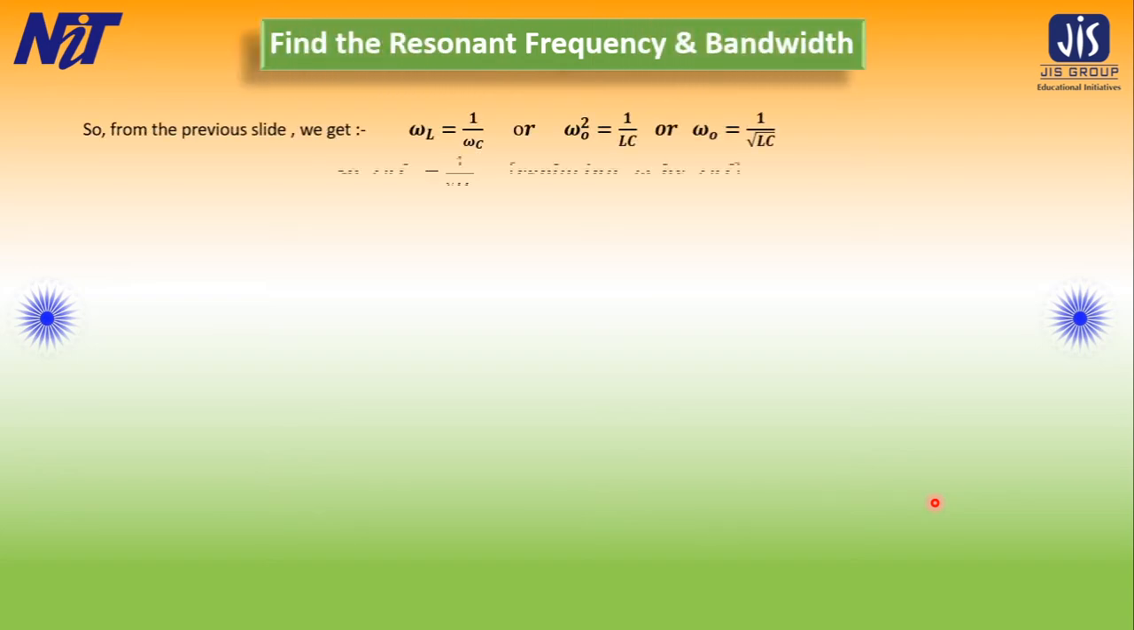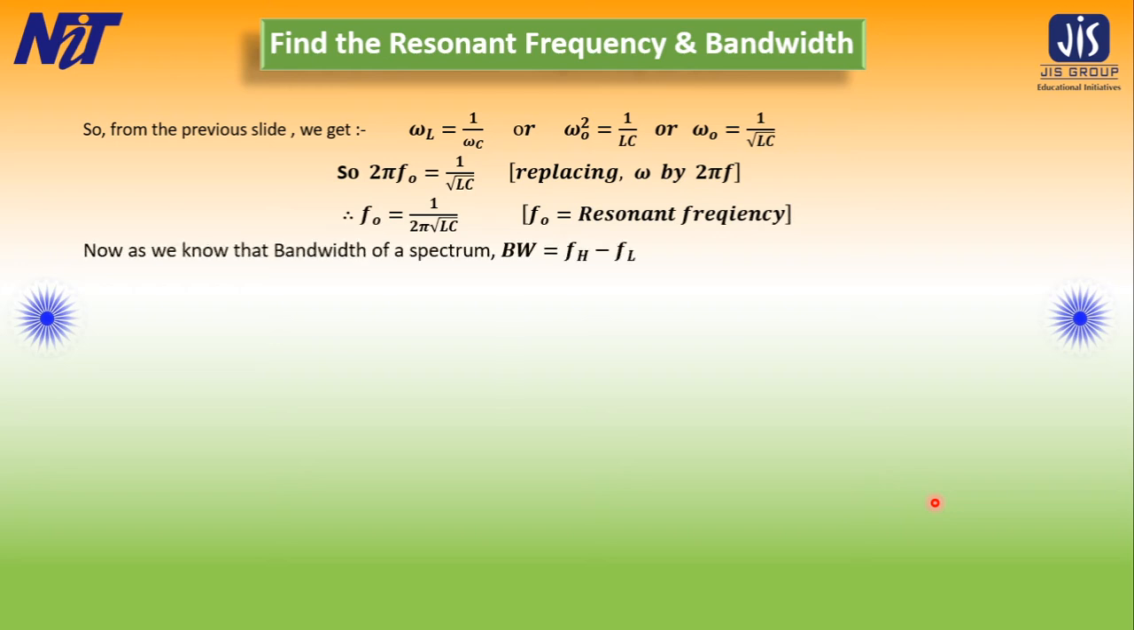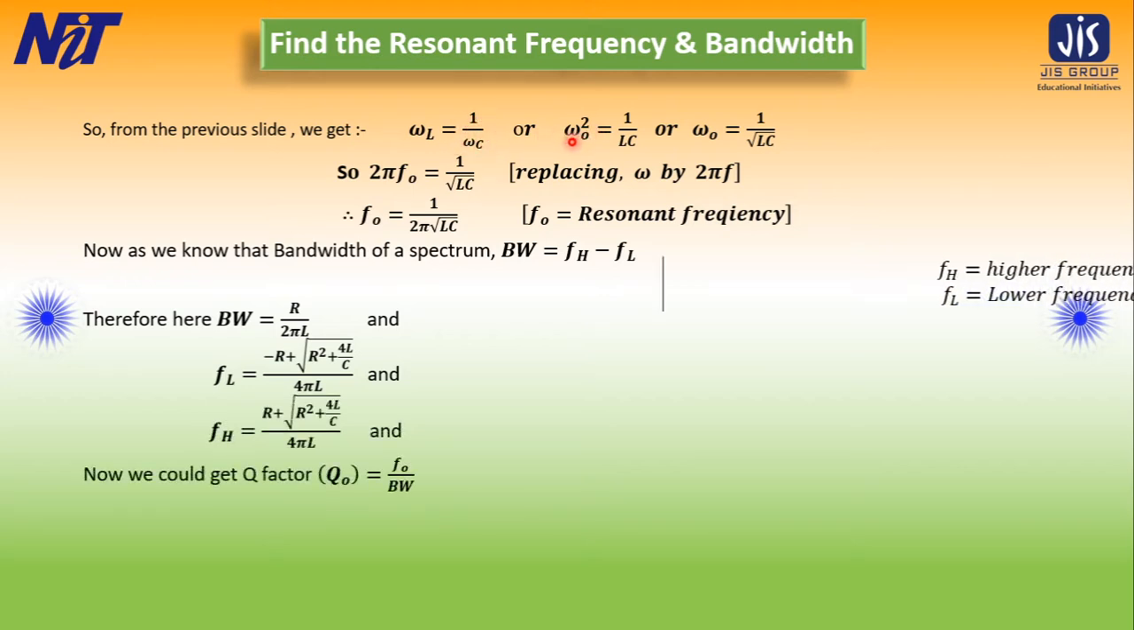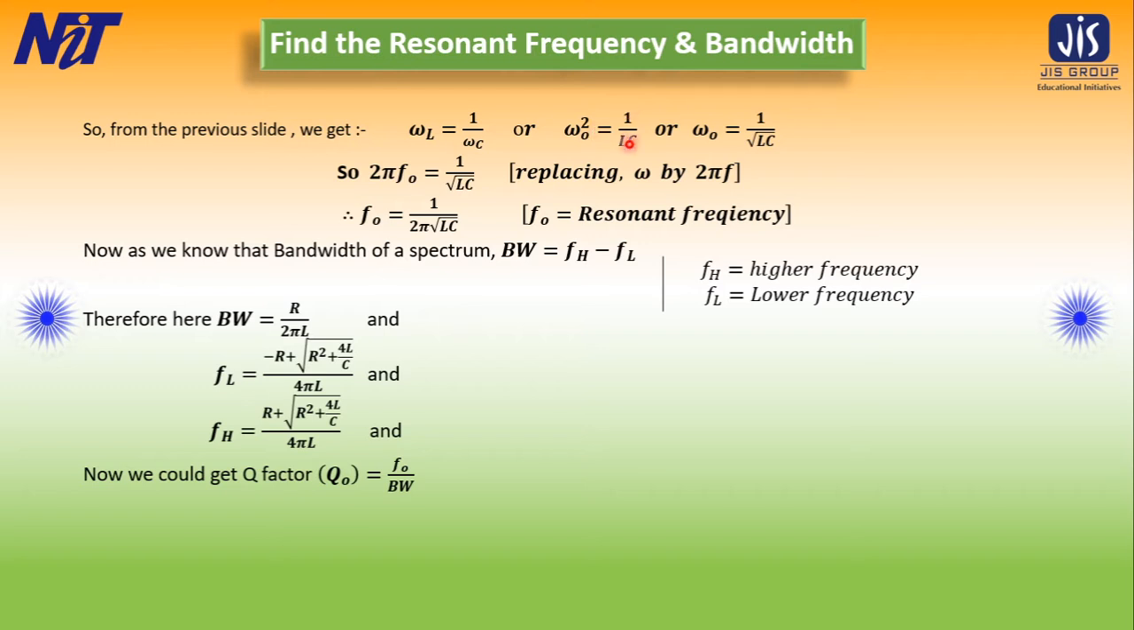Now find the resonant frequency and bandwidth of that circuit. From the previous slide we get omega L equals 1 over omega C, or we can say omega naught squared equals 1 by LC. Therefore omega naught equals 1 by root over LC. After replacing omega by 2 pi f, we get 2 pi f naught equals 1 by root over LC.